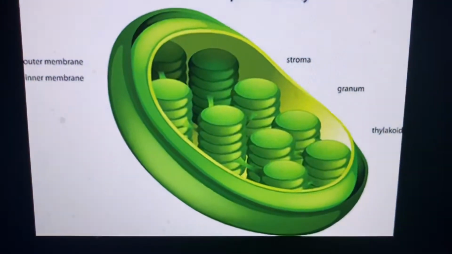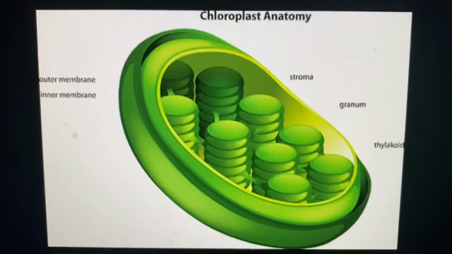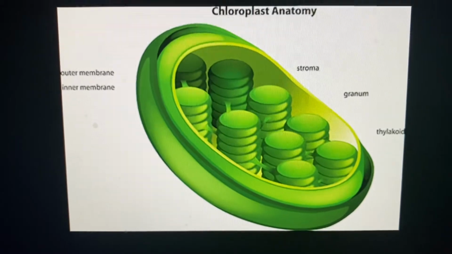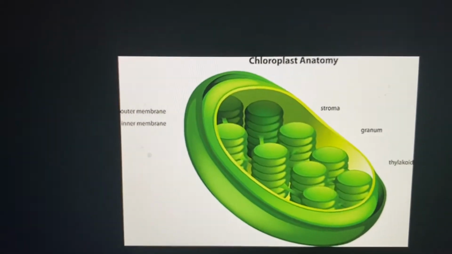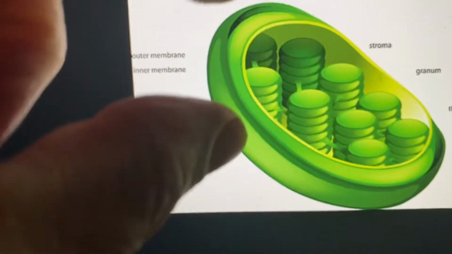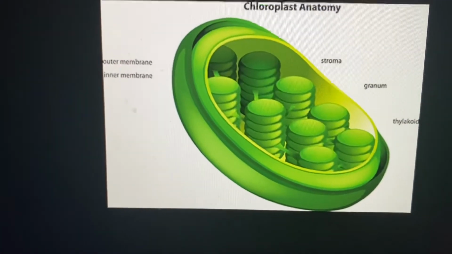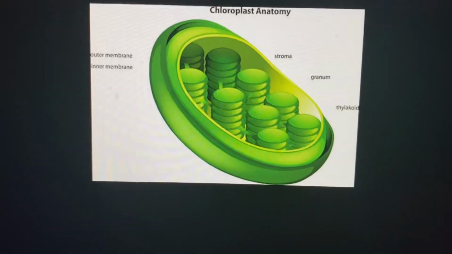So what is a chloroplast? It's almost the same size as a mitochondrion. It's a little different. And like a mitochondrion, it's got a membrane, and inside the membrane are other membranes. And it's got these little stacks, they always look like rolls of coins to me, but they're called thylakoids. And those are the flat surfaces where photosynthesis happens.